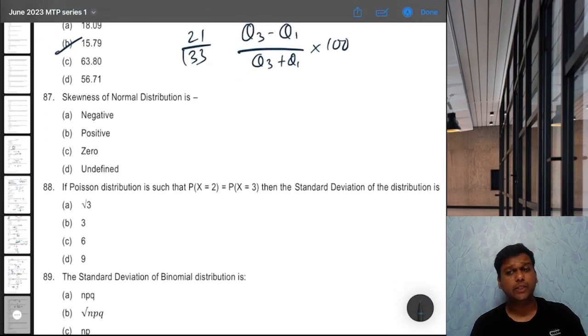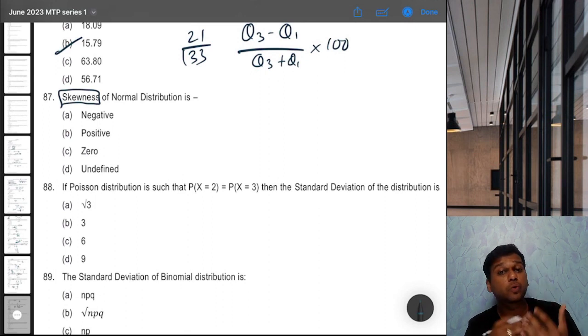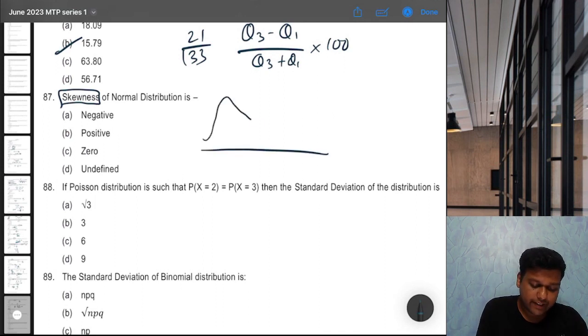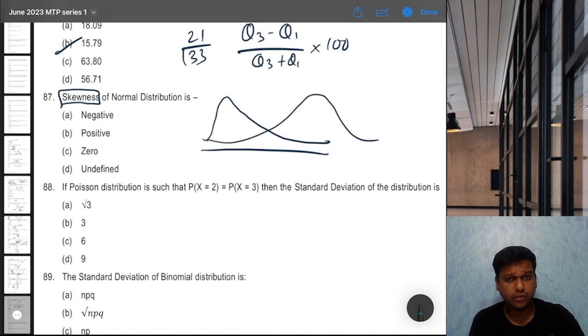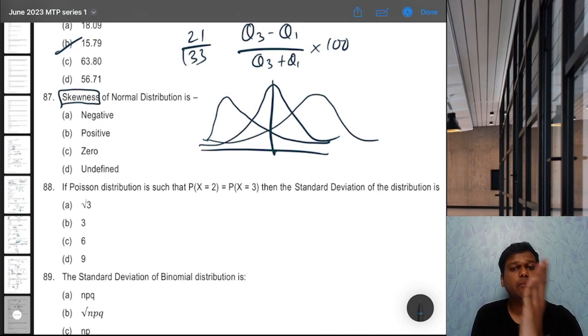Next, skewness of normal distribution is. Skewness is how skewed something is, meaning how leaning it is towards left or right if we draw it in a graph. So if something is like this, a graph of Poisson distribution, we say that it is positively skewed. If something is like this, we say that it is negatively skewed. If something is exactly symmetric, as in mirror image, if we divide it in half, then we say that it is not skewed, skewness is 0.